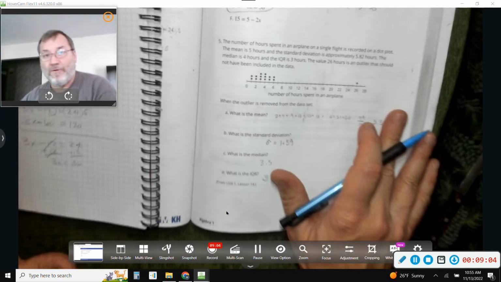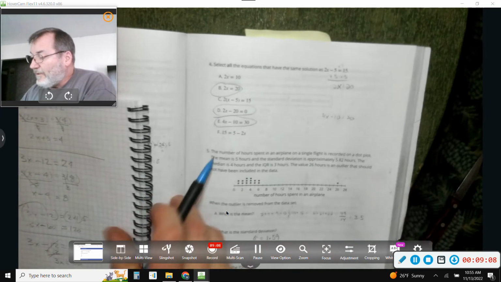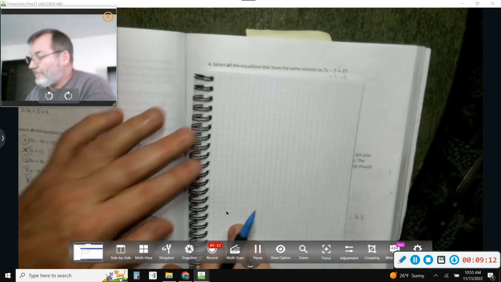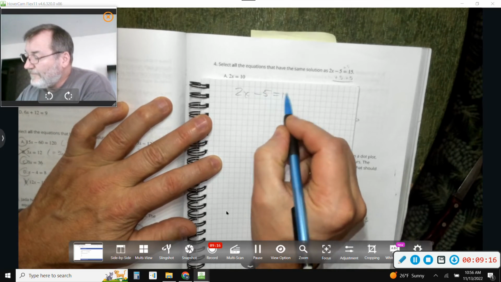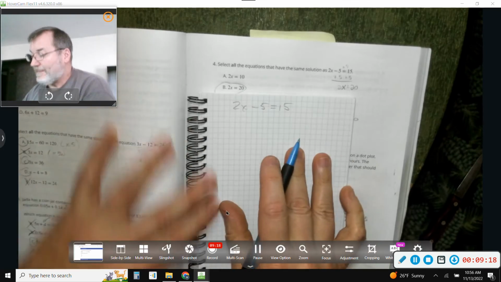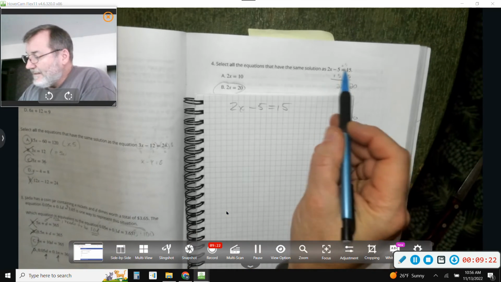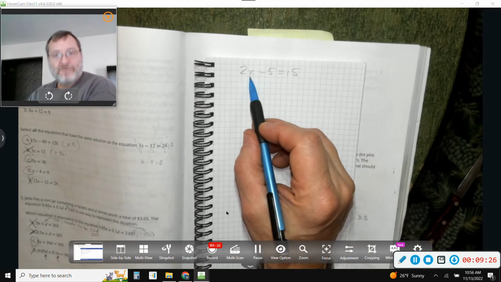Let's look at number 4. Select all equations that have the same solution as 2x minus 5 equals 15. So 2x minus 5 equals 15. That's our goal. If you look at this, we can actually solve this. Let's go and solve it. I want to solve for the x. What do I need to do?